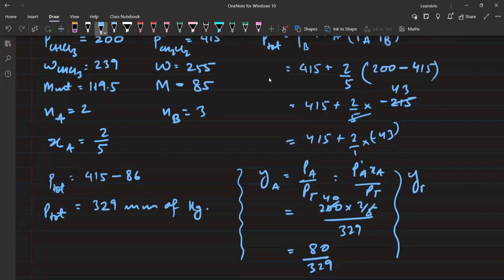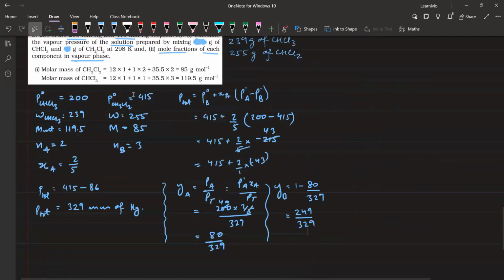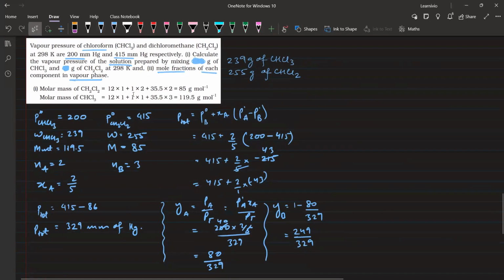And for YB you do not need to use any formula. You can just do 1 minus 80 upon 329. So this will be equal to how much? YB will be equal to 329 minus 80. Yes, it will be 249. 249 divided by 329. Okay, that is the mole fractions. Please copy this down, those who have not done.